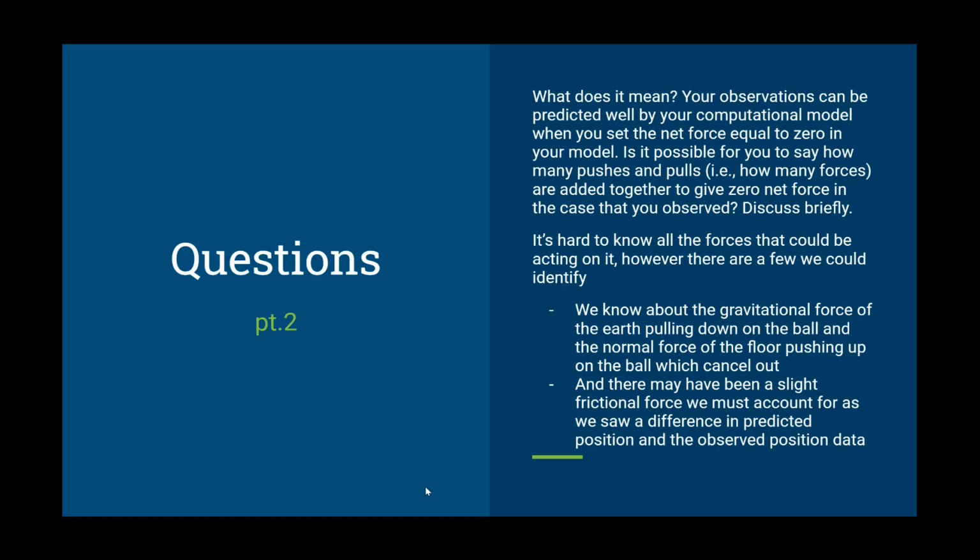In this experiment, it is hard to know all the forces that could have been acting on it. However, there are a few that we definitely could identify. We know about the gravitational force of the Earth pulling down on the ball and the normal force of the floor pushing up on the ball, which would then cancel out and give 0. And then there may have been a slight frictional force that we must account for, as we saw a difference in the predicted position and the observed position data.